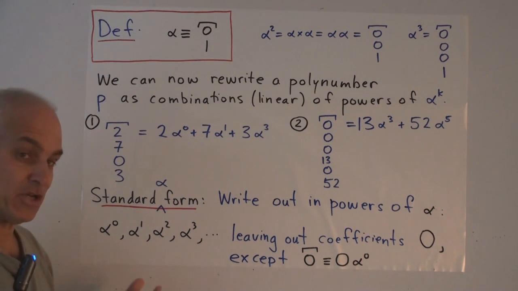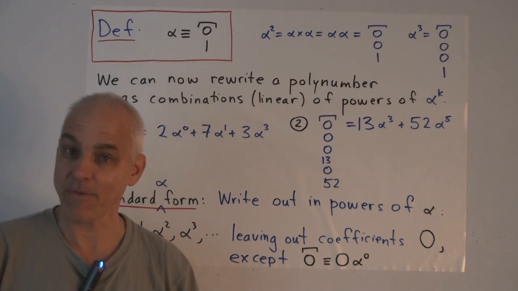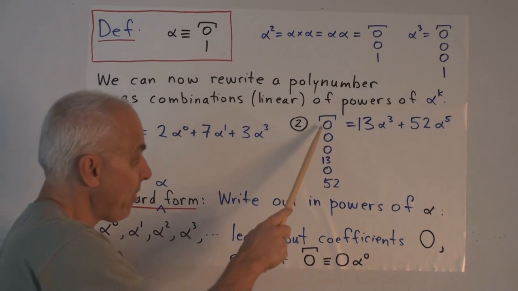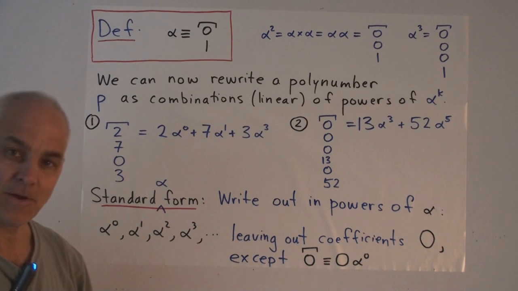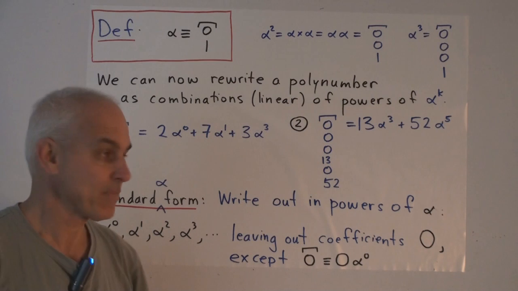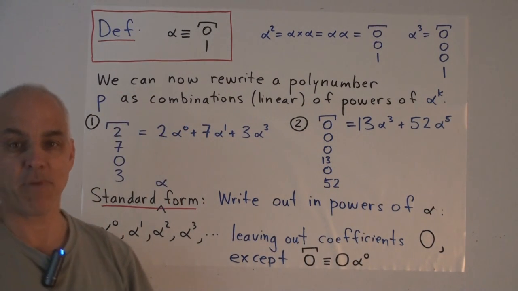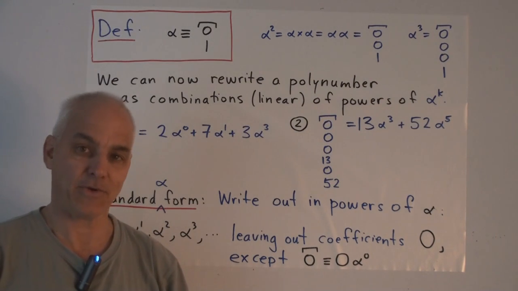So you can see one of the advantages of this standard alpha form for a polynumber. Namely, that when the polynumber has lots of zeros in it, we save ourselves the trouble of having to write all those zeros. We're just concentrating on the terms which have strictly positive, non-zero entries.